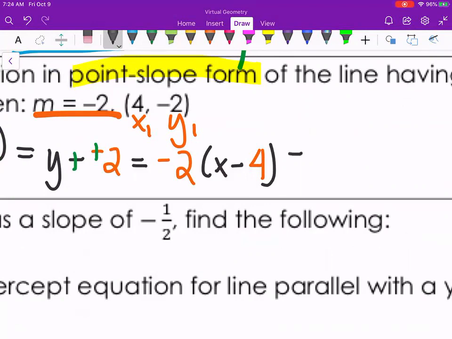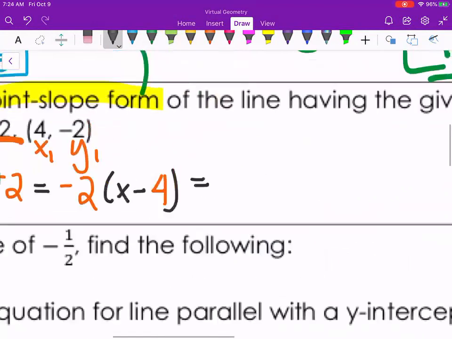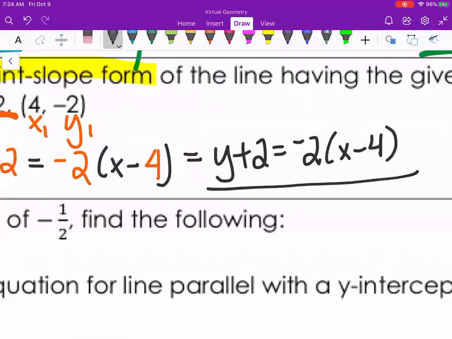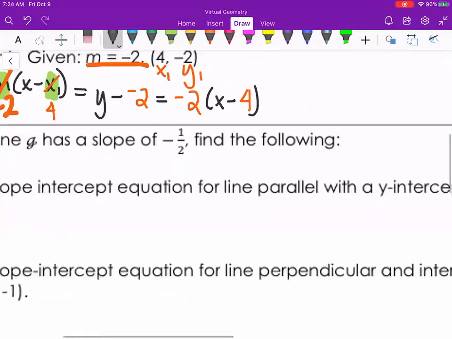So then my final equation, y plus 2 equals -2 times x minus 4. And that's your final. Just plugging the numbers into the right position, substituting them in, and then cleaning it up if you have to.